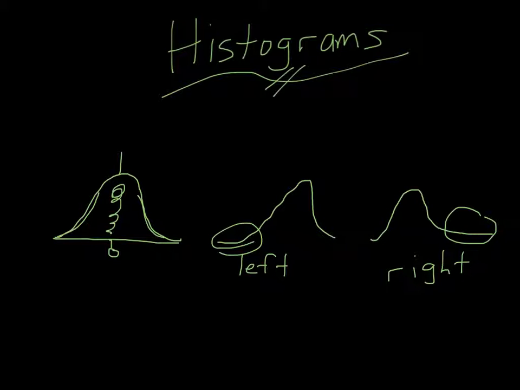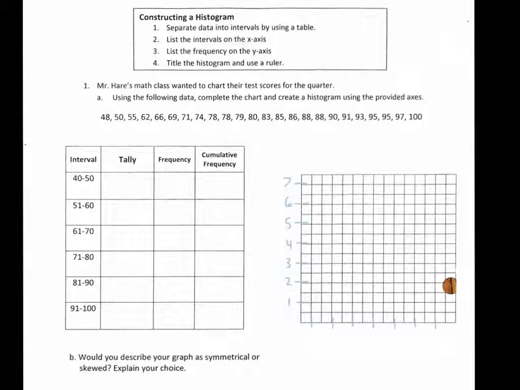So, how do we graph them? Well, we first of all start by separating the data into intervals using a table. So this is our table over here that we're going to use to separate our data. Then we're going to list the intervals on the x-axis, that's down here. Then list the frequency on the y-axis, that's up and down the vertical axis. And then we'll put a title on the histogram.